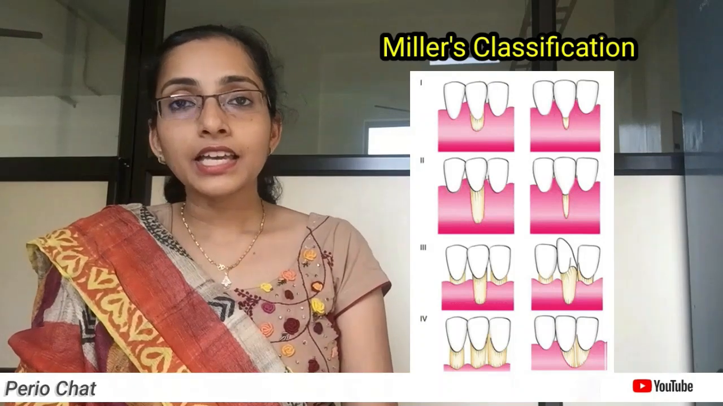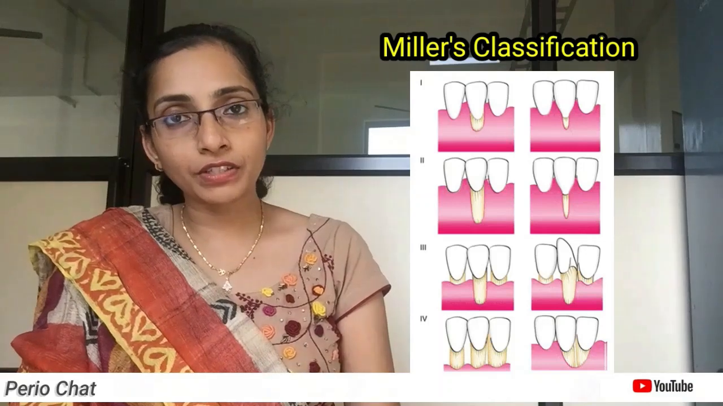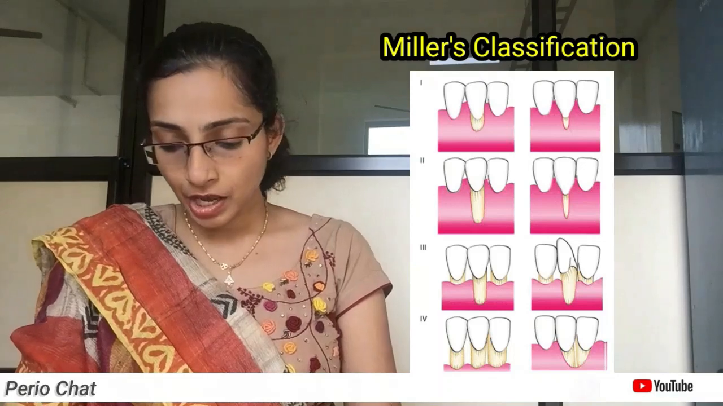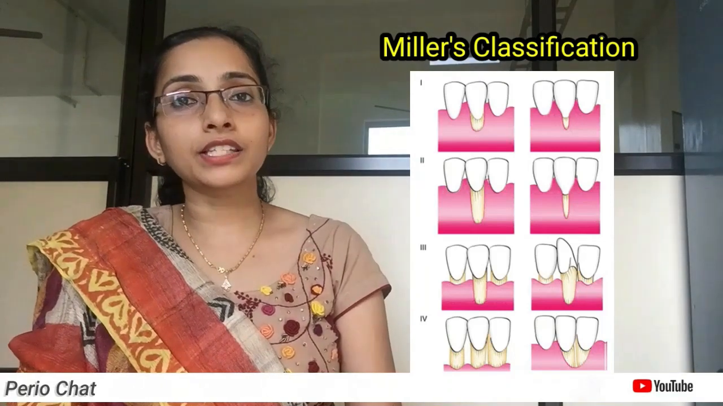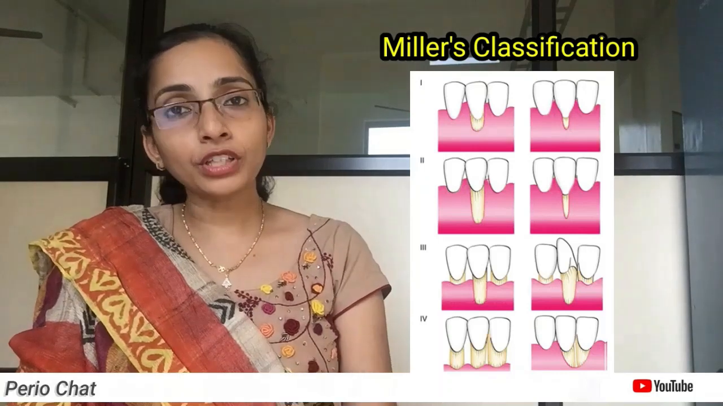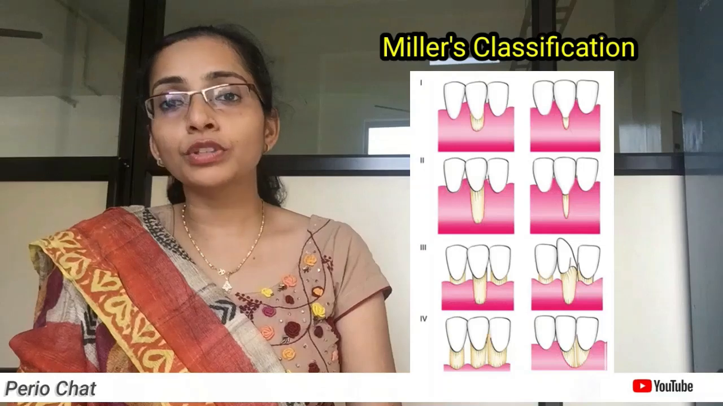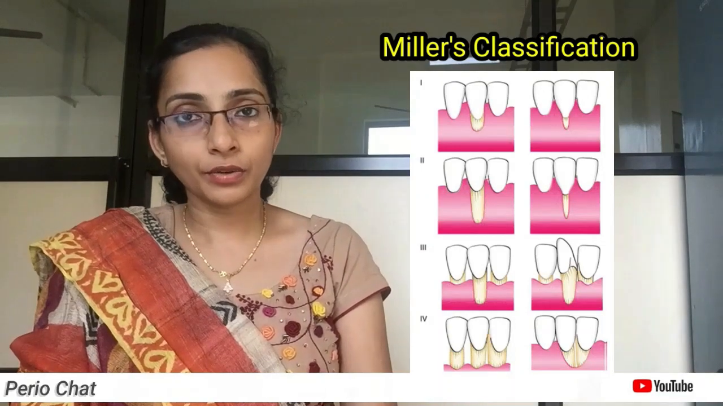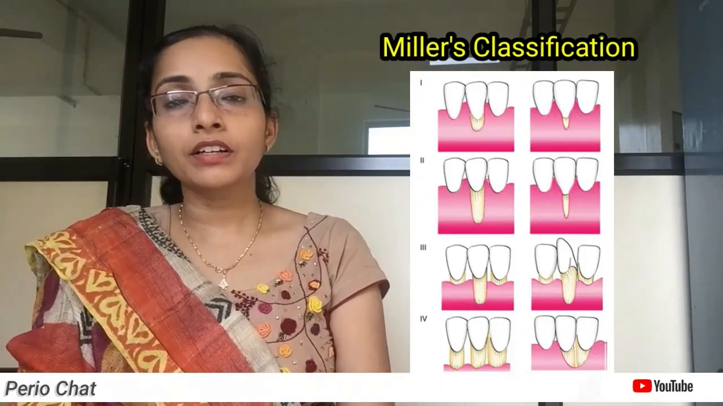Class 3 is marginal tissue recession that has extended beyond the mucogingival junction, plus there is interdental soft tissue loss and bone loss. Class 4 is when the recession has extended beyond the mucogingival junction, plus there is severe malpositioning of the tooth and severe bone loss and interdental soft tissue loss. These images will help you understand better.